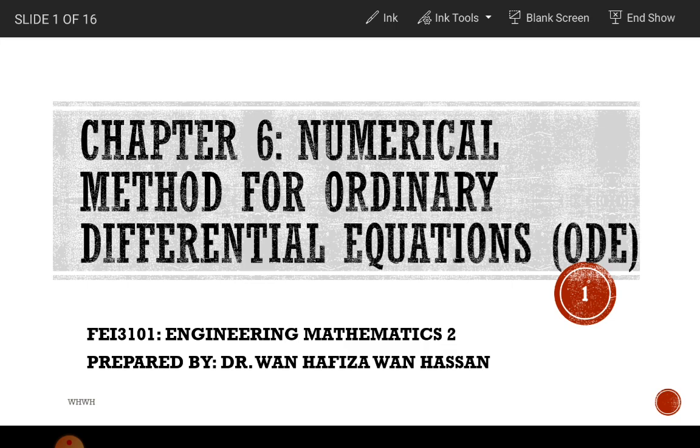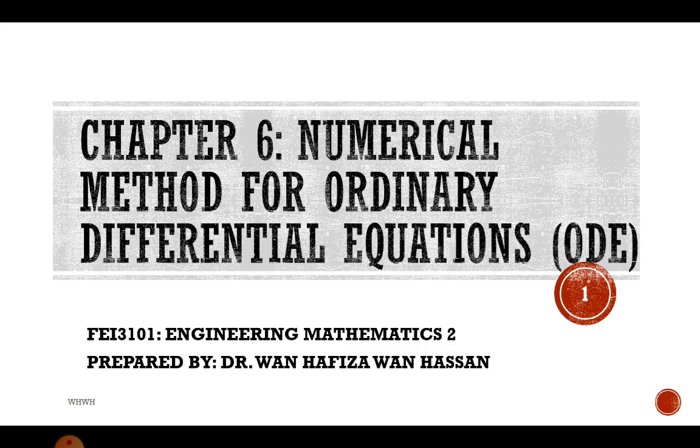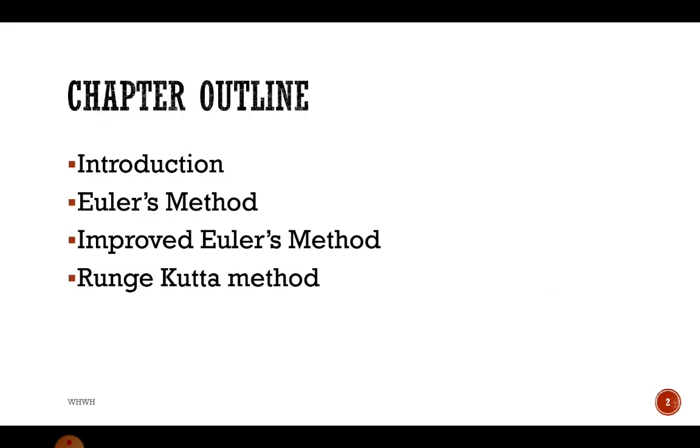Let's have a look at the outline for this chapter. Basically this chapter is not going to take long, because we are going to do one thing only, but using different methods. We're going to start with Euler's method, then proceed with improved Euler's method, and end with Runge-Kutta method. So what are these methods for? This is what you need to know next.